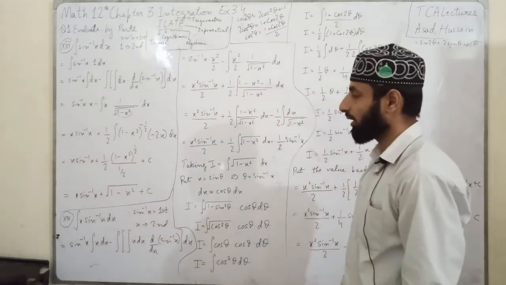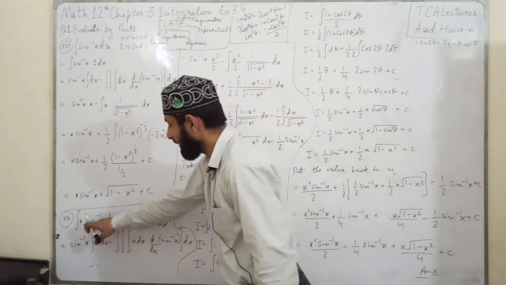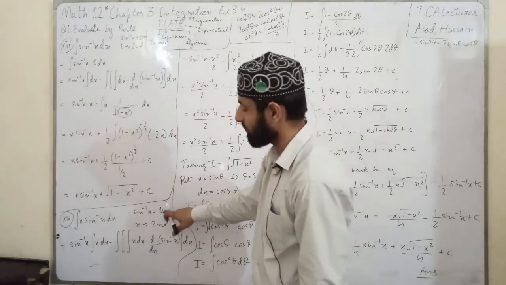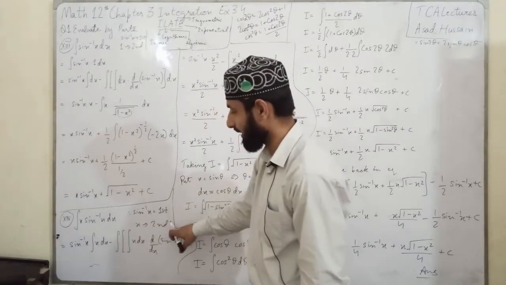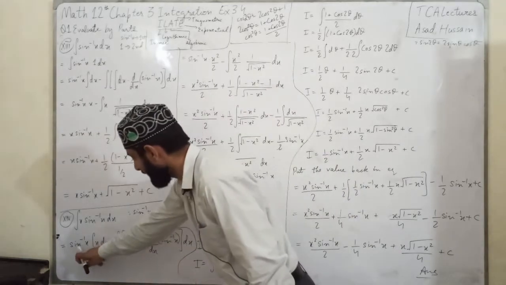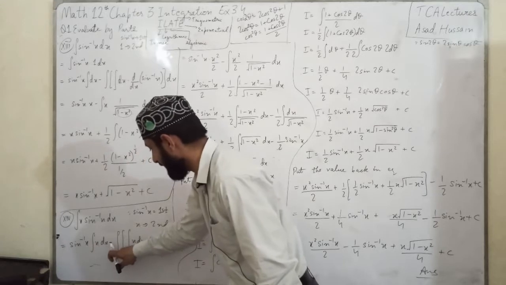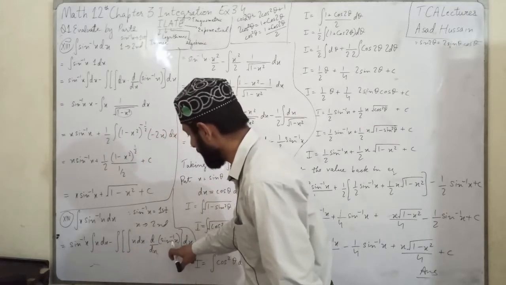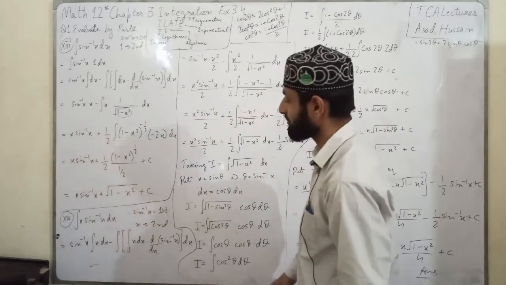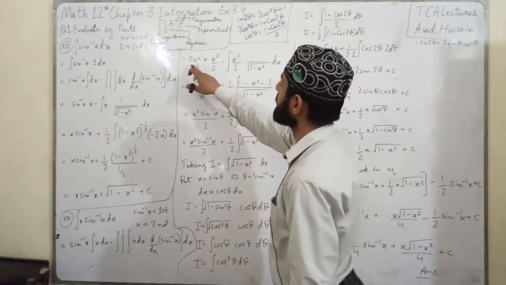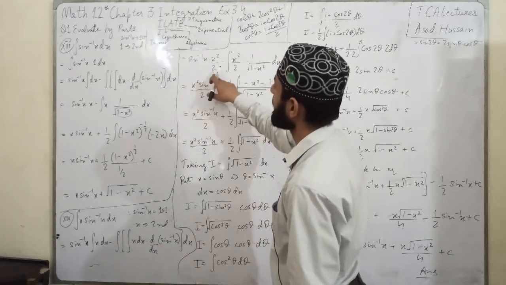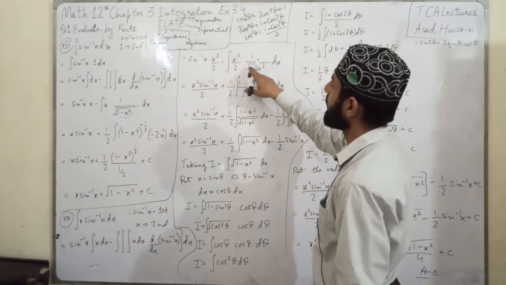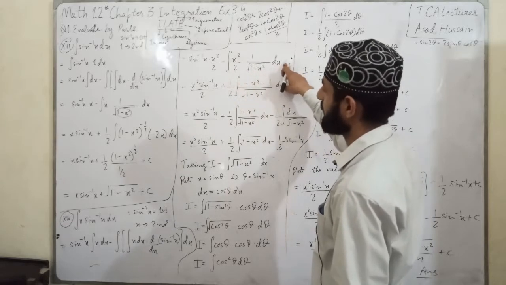Moving on to part number 14, which is integral x sine inverse x dx. Taking sine inverse x as first function and x as second. Integrating by parts we get sine inverse x integral x dx minus integral bracket integral x dx into derivative of sine inverse x dx, which simplifies as sine inverse x into x square over 2 minus integral x square over 2 into 1 over under root 1 minus x square dx.